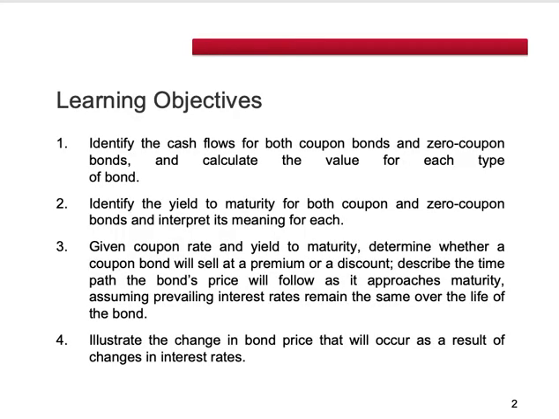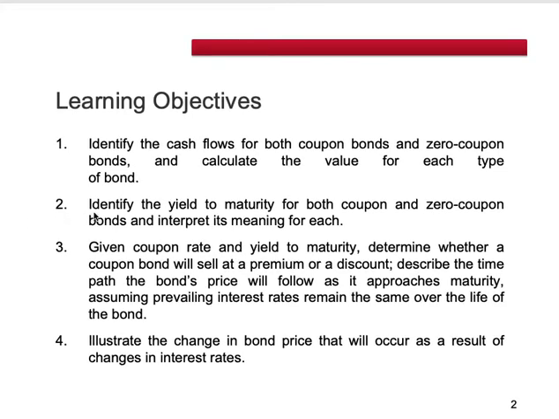We have 4 learning objectives. The first one is to identify the cash flows for both coupon paying bonds and zero coupon paying bonds and to calculate the value for each type. Second, to identify the yield to maturity, which is the market interest rate, for both coupon and zero coupon paying bonds, and to interpret its meaning for each type of bond.